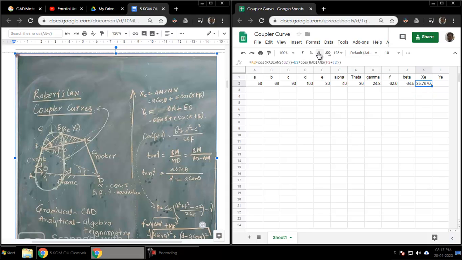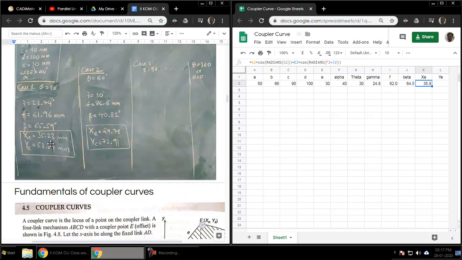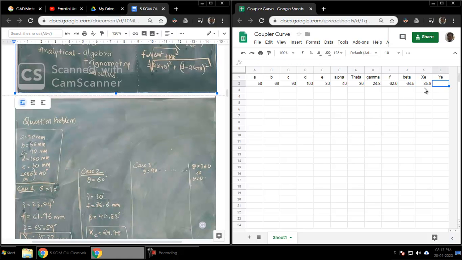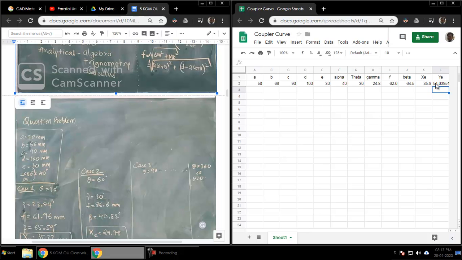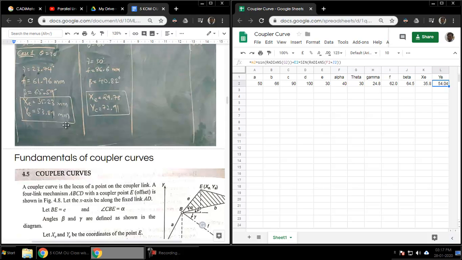So this is the value of xe. I'll just reduce the decimal values. Let us check whether we have got the correct value. 35.8 is what I'm getting. You got 35.23. It's okay. It's fairly okay. So next, I'll just take the same formula. I'll just copy the same formula, and I'll put it here for y. So the only difference I have to make is, instead of cos, I'll have to take sine. So let me just change cos to sine, and I'll be okay with that. So I've got 54 point something. Okay, 54 point something. So you got 53.89, 54.5.